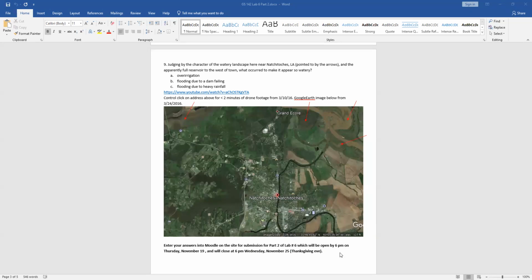Okay, what occurred to make it appear so watery over here? There's obviously agricultural fields over here. So did they over irrigate the fields? Was it flooding due to a dam failing? Because reservoirs have dams. So did the dam fail and flood over there? Or was it flooding due to heavy rainfall?